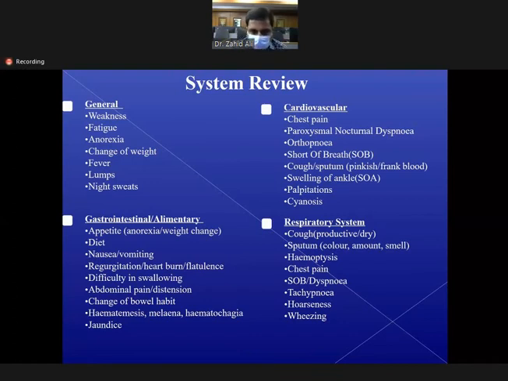you have to ask about appetite, like anorexia or weight change, and then diet, nausea, vomiting, regurgitation, history of heartburn, flatulence, difficulty in swallowing, abdominal pain, abdominal distension, change of bowel habits, hematemesis, melena, hematochezia, and jaundice. Some of the terms may be new for you. For example, if a patient is passing fresh blood in the stool, it is hematochezia.